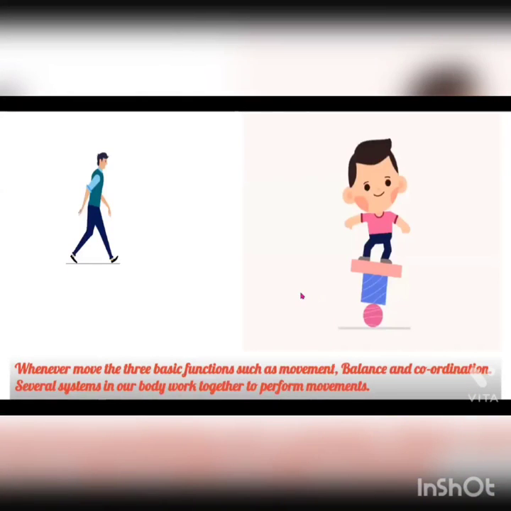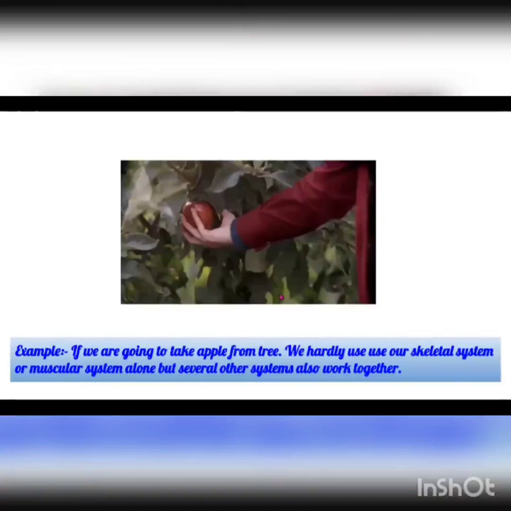Whenever we move, the three basic functions, such as movement, balance, and coordination, involve several systems in our body working together to perform movements. For example, if we are going to take an apple from a tree, we hardly use our skeletal system or muscular system alone, but several other systems also work together.